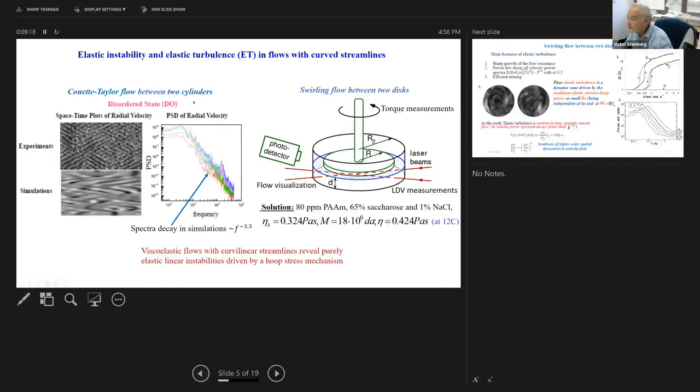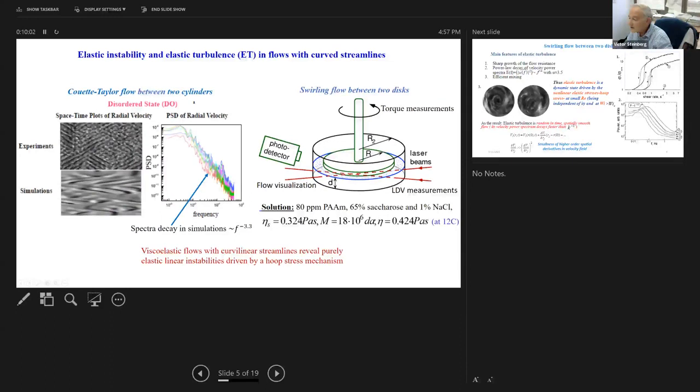We first investigated the details of elastic turbulence in this experiment. It's a swirling flow between two disks, and we can precisely measure torque. We measure the velocity field, at that time with LDV, local velocity with good resolution in time, and we visualize the flow from below. You can pay attention that we took only 80 ppm of polyacrylamide, which has very long molecules with huge molecular weight. Fully stretched, it's about 70 micron in length.